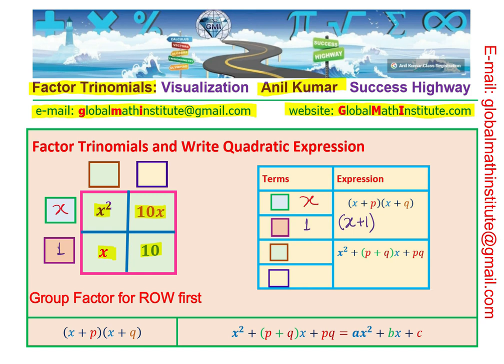Okay. The other side, if you go column wise, we have x squared and x. We know that here x is a common factor. So that becomes x here. And in the next one, 10x and x, we know 10 is common, so we can write 10 here. So the next factor which we have is x plus 10. Does that make sense to you?